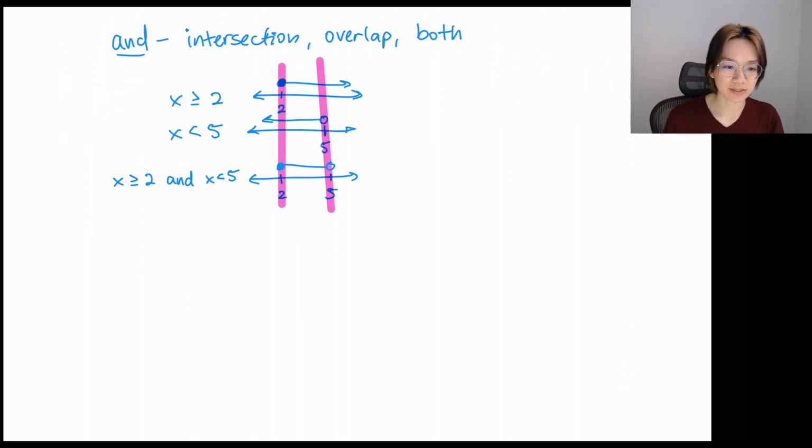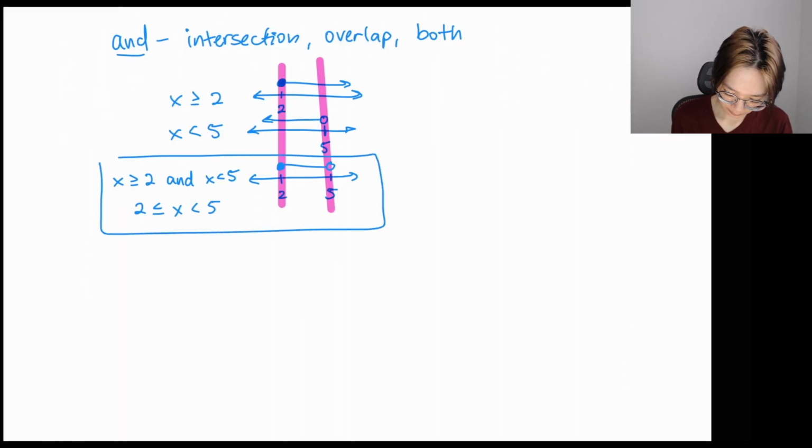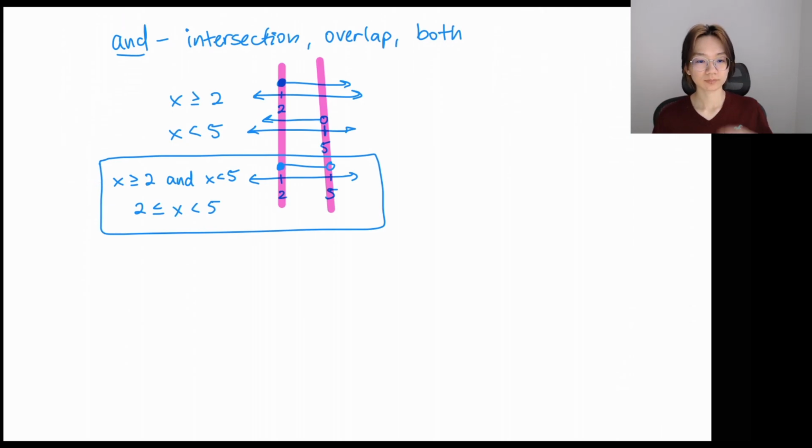Another way of writing these and compound inequalities is to combine it into one statement. So if we just have one x, we have the smaller number on the left, so 2, bigger number on the right, so 5, and then writing the symbols accordingly so that it means the same thing. X is less than 5 and 2 is less than or equal to x. So these are the same thing between these two.